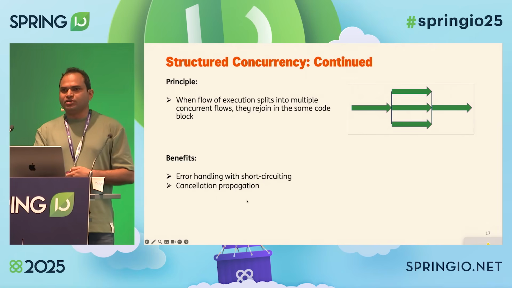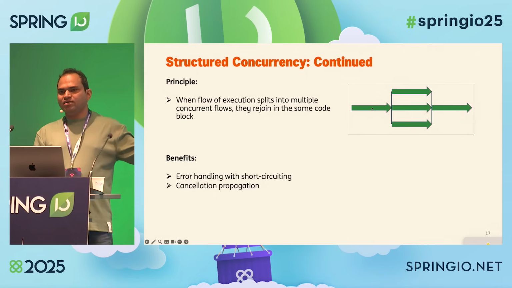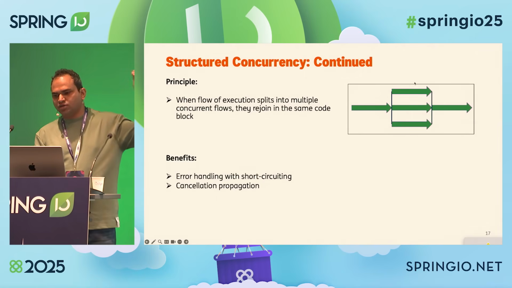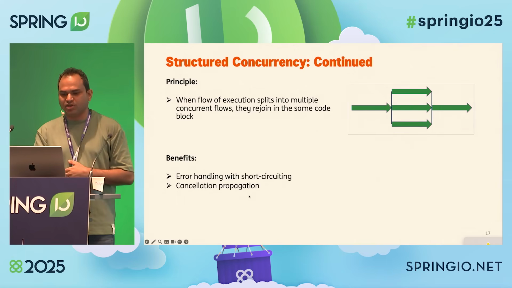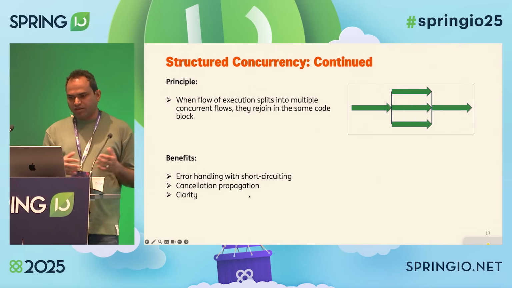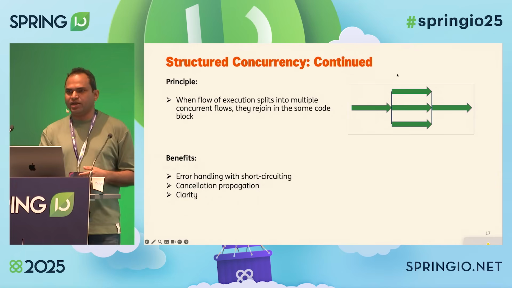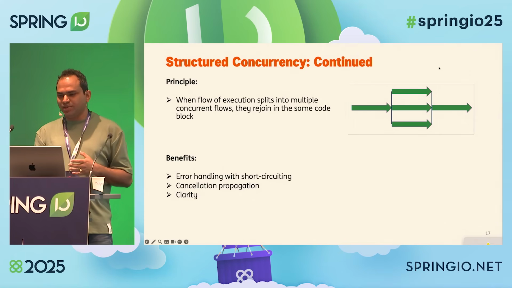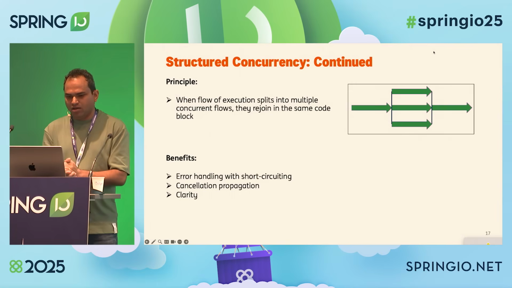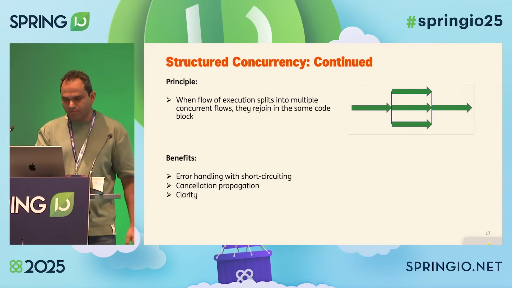Also, cancellation propagation. So if your main task is cancelled, that cancellation is propagated immediately to the child tasks, and those tasks are also cancelled. That is what cancellation propagation is. Clarity. So we talked about this structure, right? And when we implement this using the structured concurrency API, we see that the resulting code resembles this structure, which brings in a lot of clarity. Again, we'll see that with some examples.